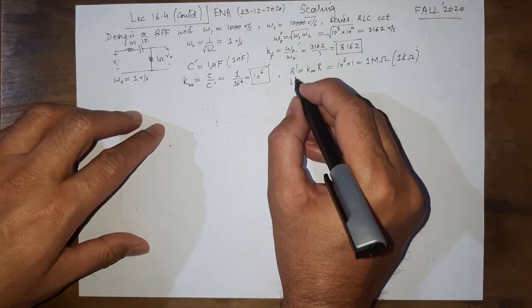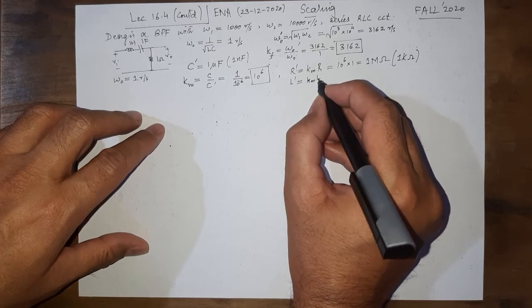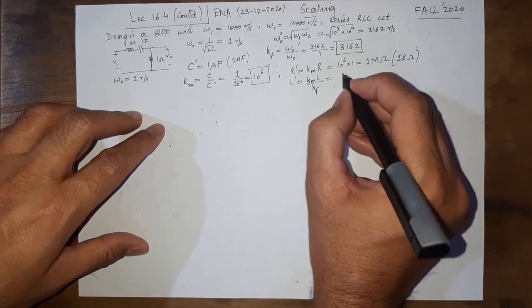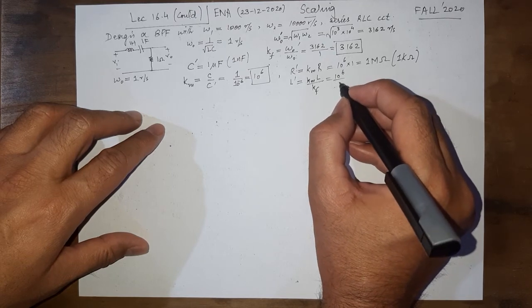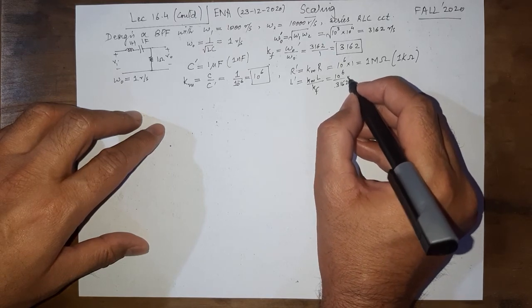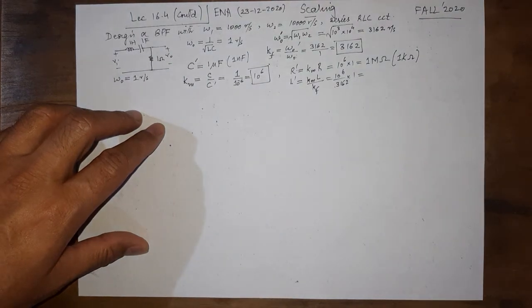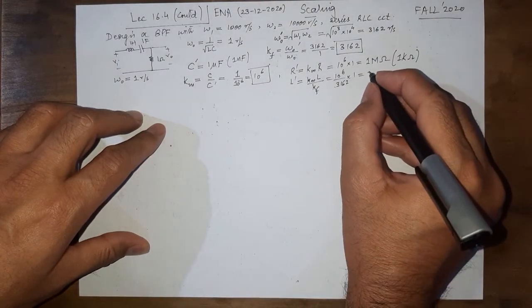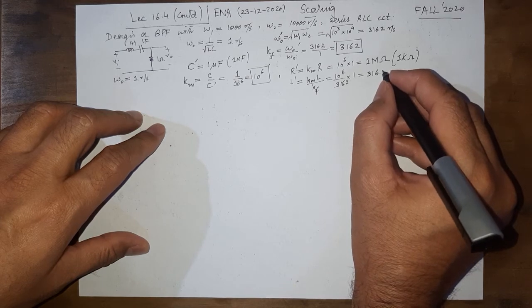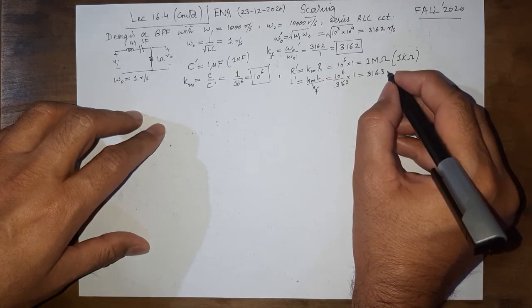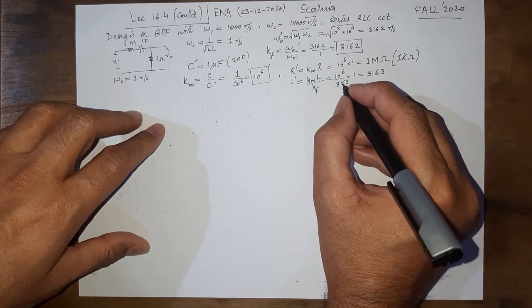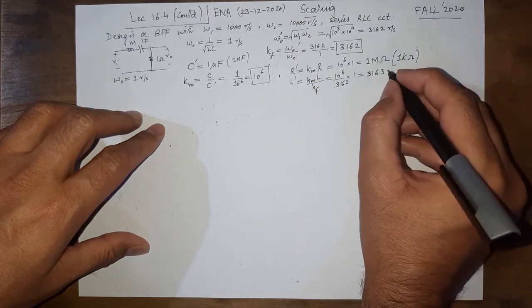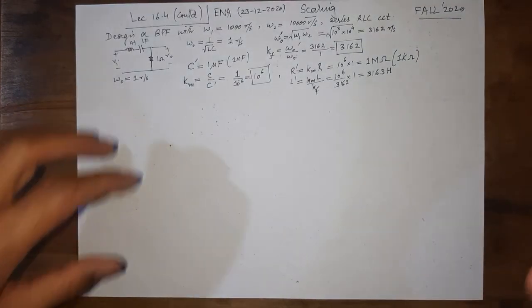And similarly, L dash would be equal to Km L divided by Kf. So Km here is 10 to the power 6, but Kf is 3162 and the current value is 1. So we have 10 to the power 6 divided by 3162, which is equal to 316 point something henries, which does not look like a good value.